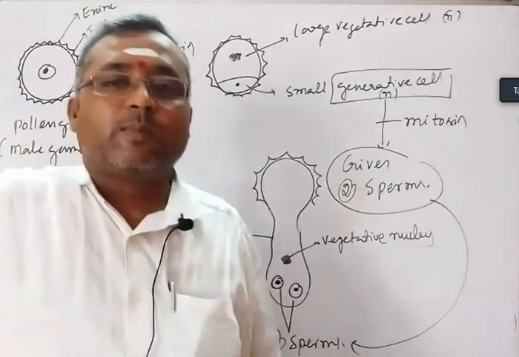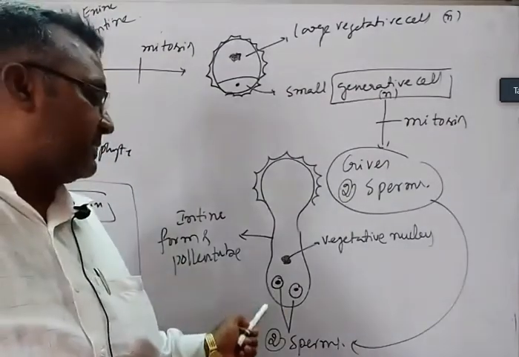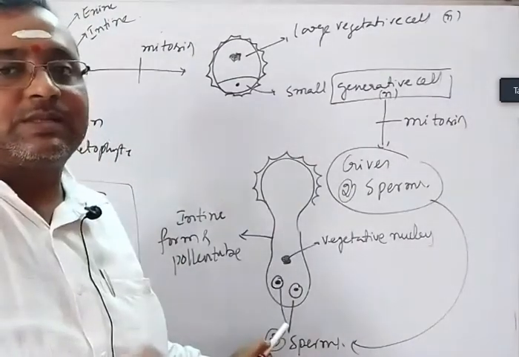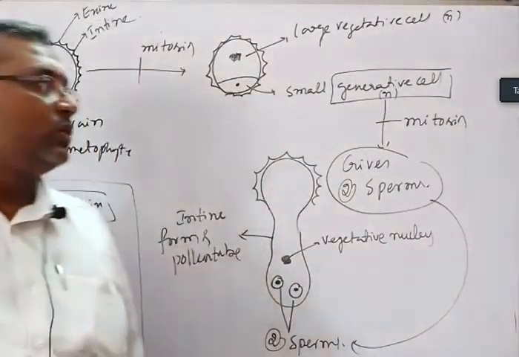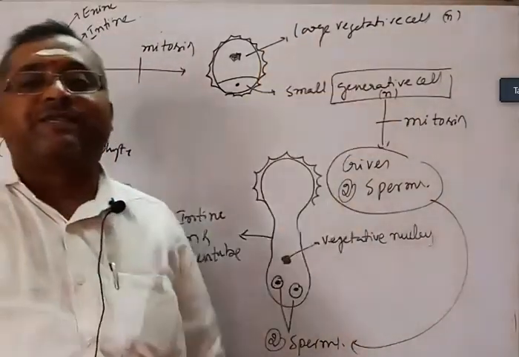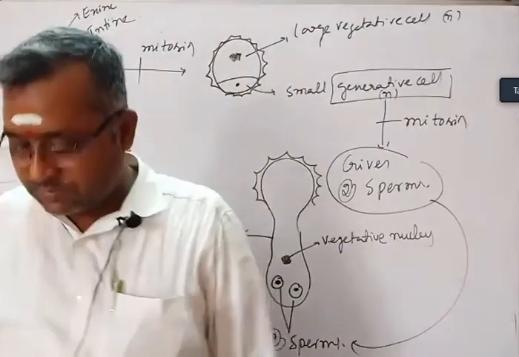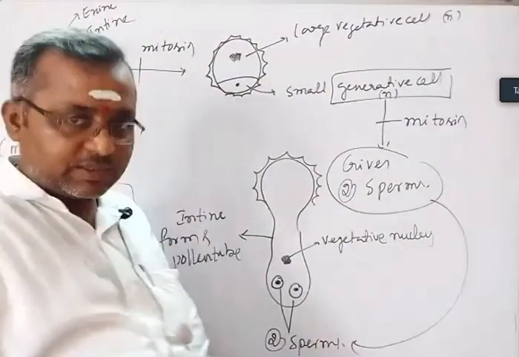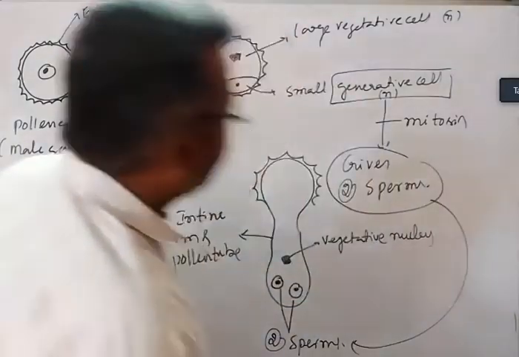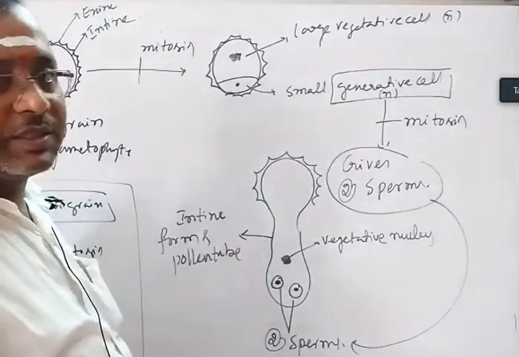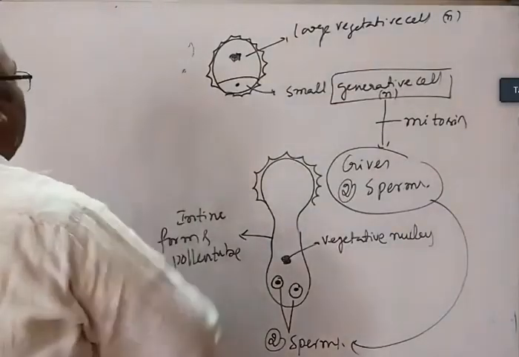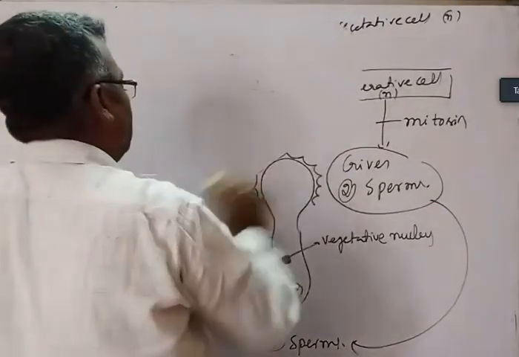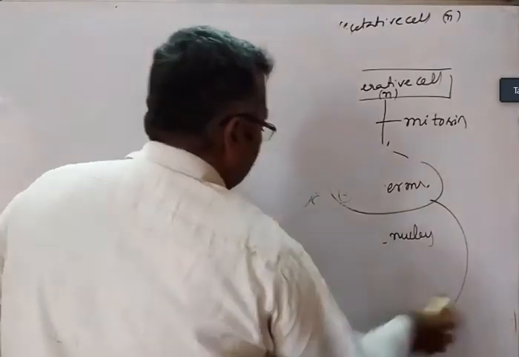The pollen tube consists of the two sperms and one vegetative nucleus. Two sperms and the nucleus of the vegetative cell. So this is what you can see with respect to the formation of male gametes. Next, let us see the female gamete.